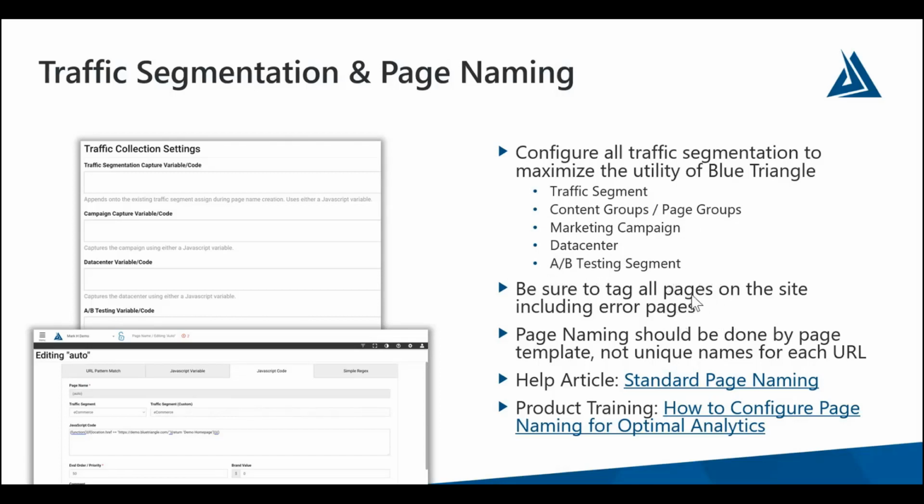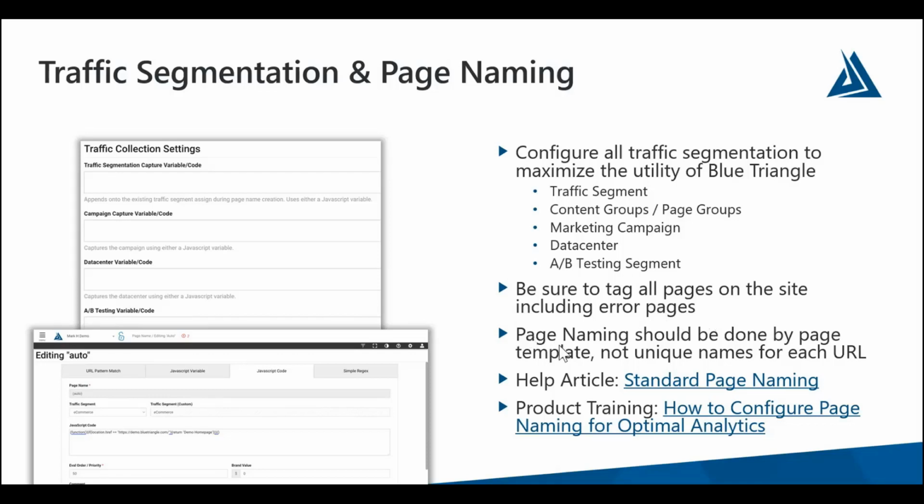It's also very important to be sure that the Blue Triangle tag is on all pages of the site, including error pages. It's actually particularly important to be on error pages for a couple of reports in Blue Triangle, one of which is the broken links report. Real quick about that report, you're able to see how many times you're hitting these error pages and what the referring URL is. So what URL led to this error page, right?